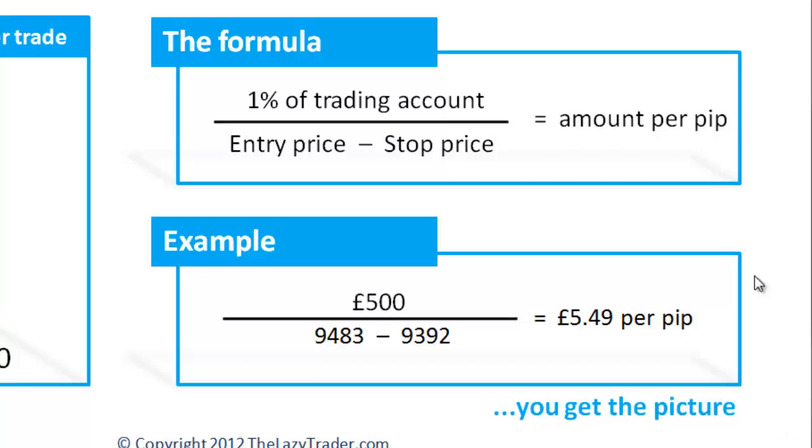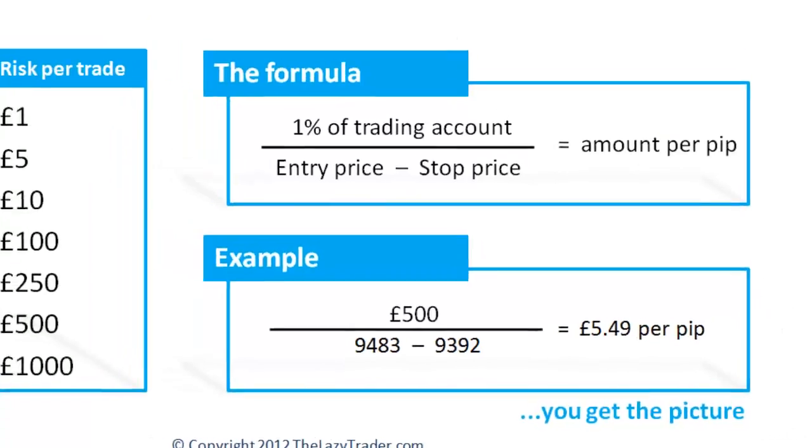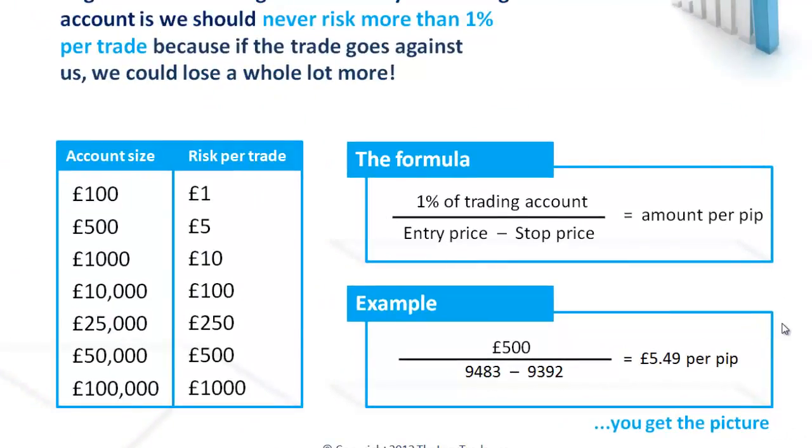We shouldn't be risking more than £5.49 per pip if we only wanted to stay within our 1% risk per trade parameters. Any more, that would be breaking those rules, and we do not want to be doing that so prematurely into our trading journey.